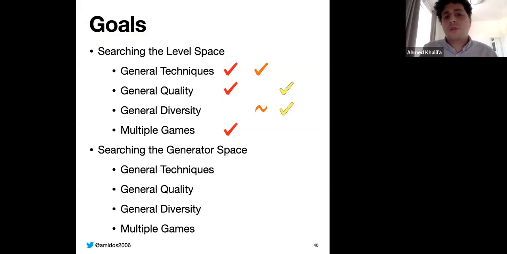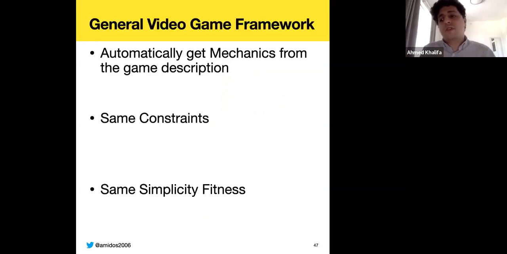And we also introduced general diversity that could work also between different games, but we still didn't try these on multiple games. So that was just an easy thing. So we decided, why not just plug everything we learned into the general video game framework. And so people might say, where are the mechanics coming from? It will come from the game description object that the general video game framework is providing. And we use the same constraints as before, which is we want to have a playable level, and we use the simplicity as a fitness function.